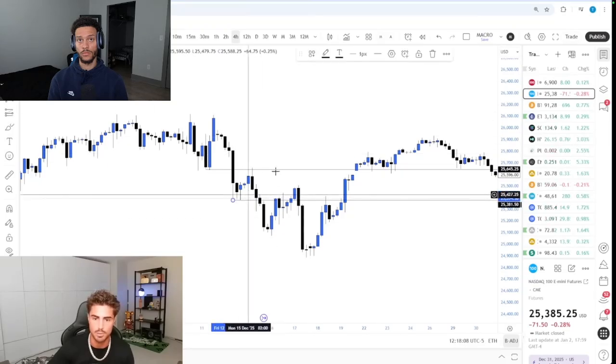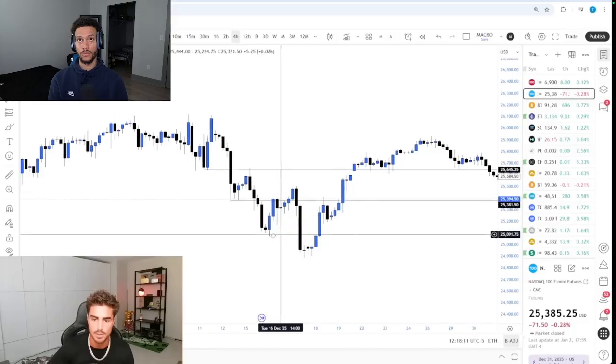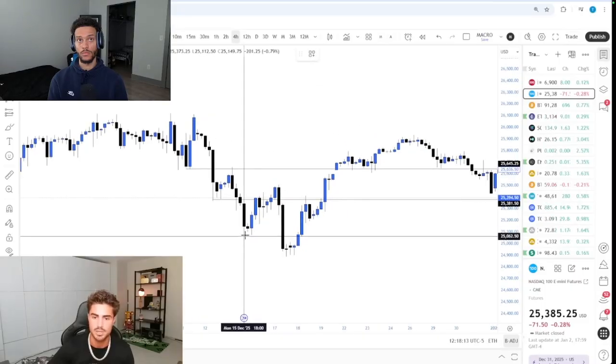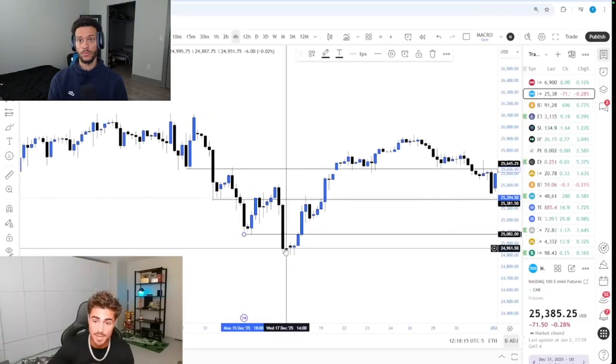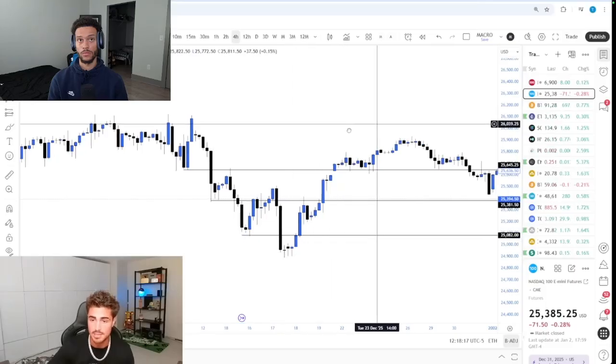We push below this low. Would that have been a good spot to press buy? No, we keep going lower. We push underneath this low. Would that have been a good time to press buy? Eventually, yes.